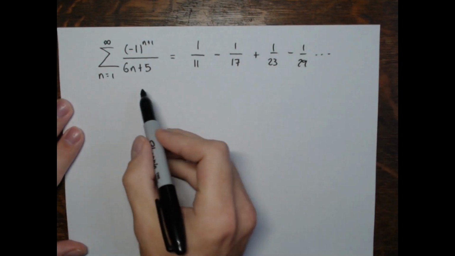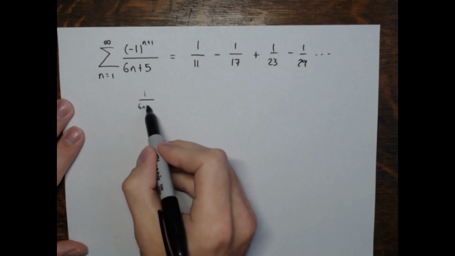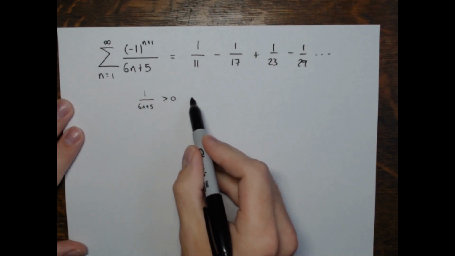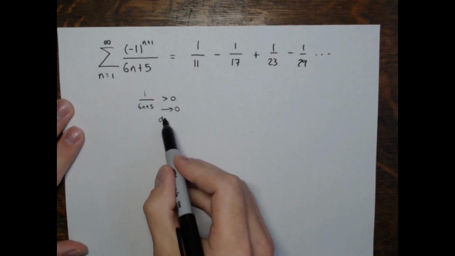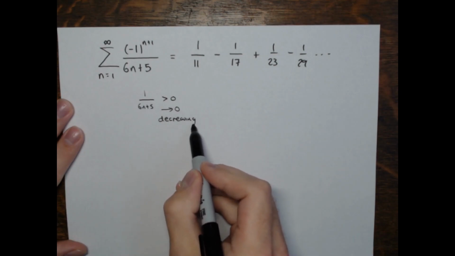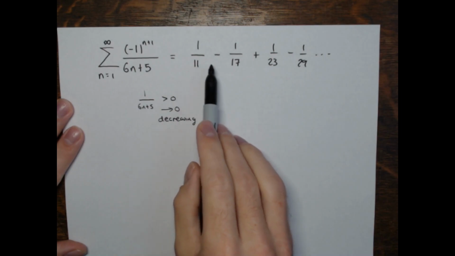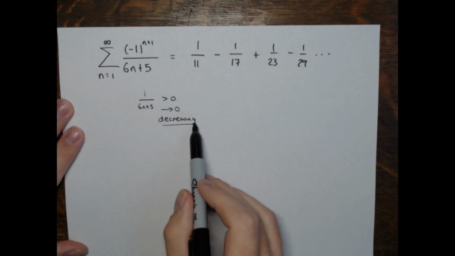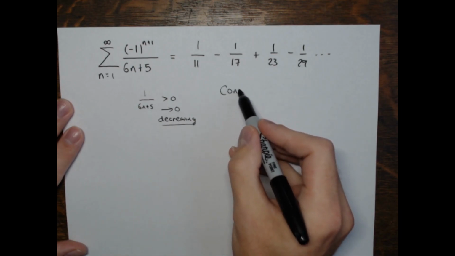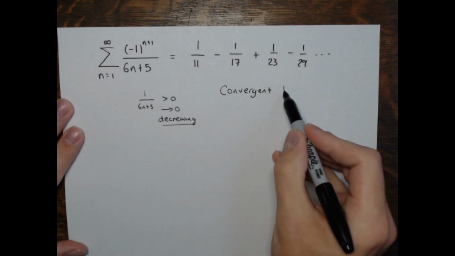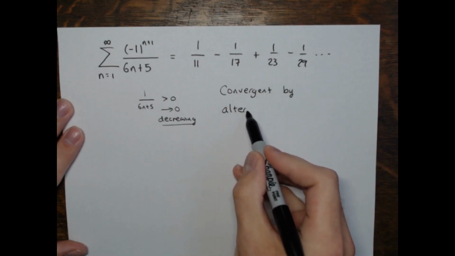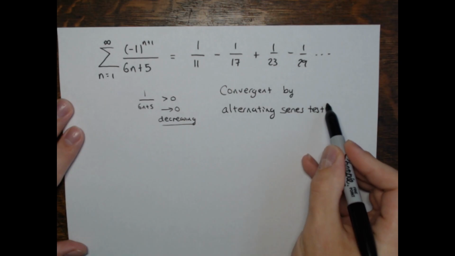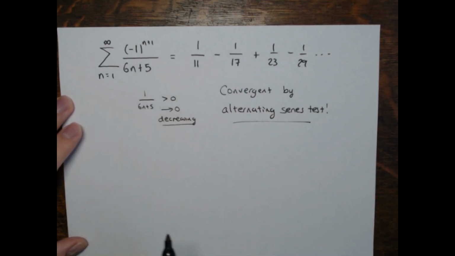Alternating series. The terms of the sum that you're alternating, this is 1 over 6n plus 5. These are definitely non-negative. They're definitely approaching 0 and definitely decreasing. You could do more thorough checking of that, but as I go further along, the denominator just keeps getting bigger and bigger, which will make each term get smaller and smaller. So it's decreasing to 0. So this is a convergent series, right? Convergent by the alternating series test. So this converges the way it looks.